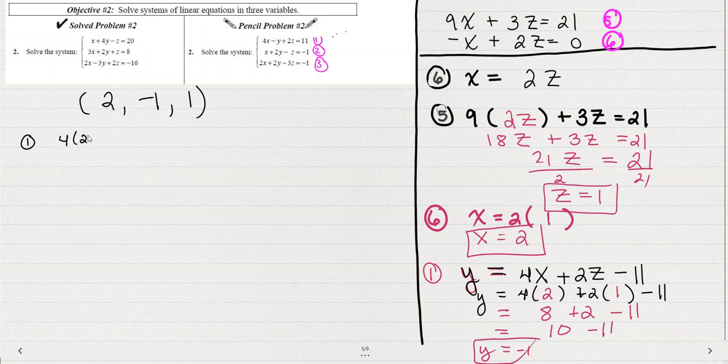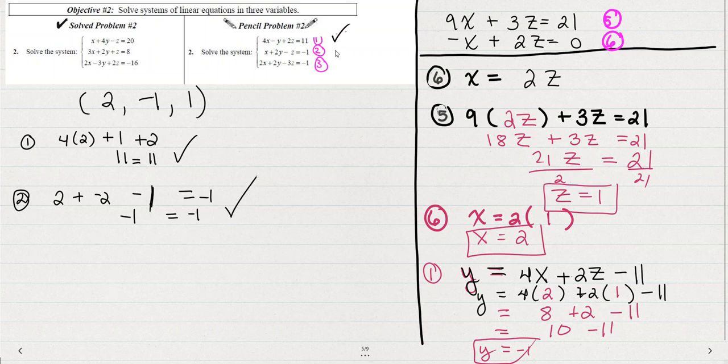So 4 times 2 minus negative 1 is plus 1, plus 2 times 1, 8, 9, 10, 11 equals 11. So it looks like that does solve our first equation. For our second equation, x plus 2 times negative 1 is negative 2, minus z would be negative 1, and that does equal negative 1. So our second equation checks out.